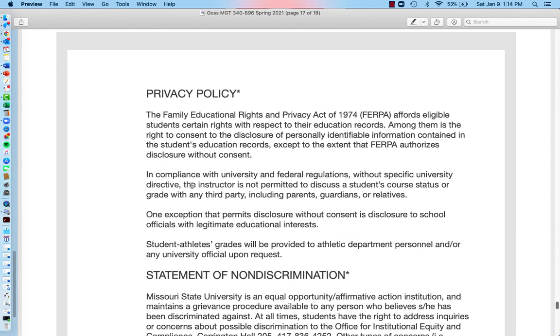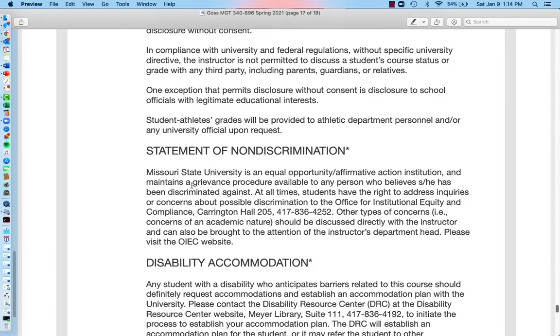Now, again, if I get a directive from a boss of mine to do it, then I will. If student athletes have academic or athletic department personnel coming over and wanting and needing to discuss that, then certainly I have to do that as well, and I'm glad to do it. But otherwise, I don't discuss your standing in this course with anybody but you, period.